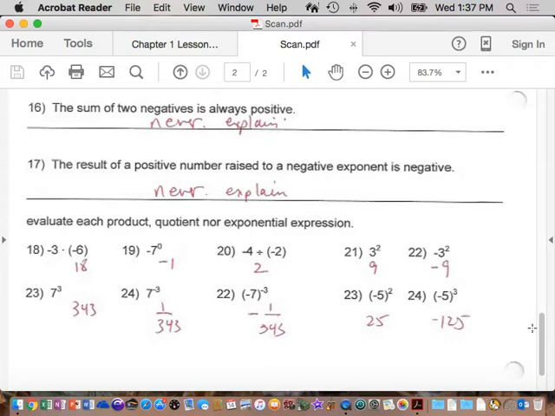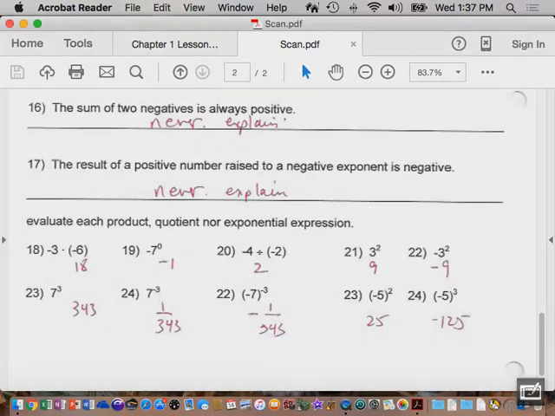So when you get questions like this, I suggest you just try a few examples and see what happens. Negative 1 and negative 2 make negative 3. Negative 100 and negative 100 make negative 200. If you have negatives and you add more negatives, your answer is going to be negative. It'll never be positive. So, never. Next one, the result of a positive number raised to a negative exponent is negative.